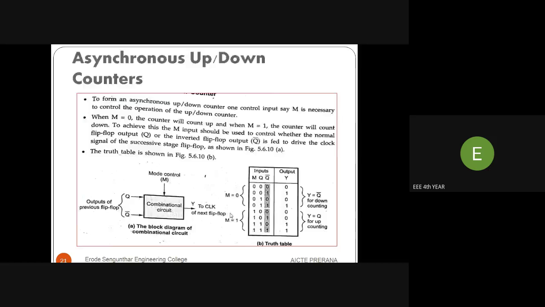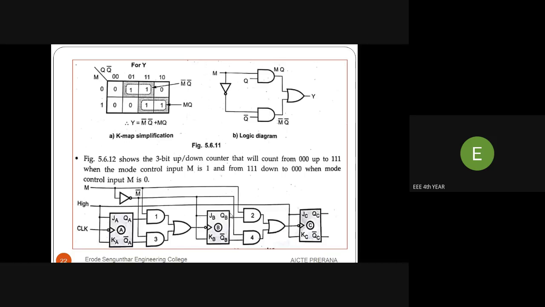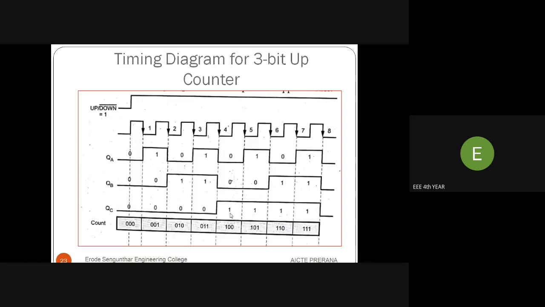Using K-map simplification, we can get the logic diagram. The circuit here is a 3-bit up-down counter. When the mode is 1, it counts the values from 000 to 111. When the mode is 0, it counts the values from 111 to 000. When the mode is 1, it acts as an up counter. When the mode is 0, it acts as a down counter.